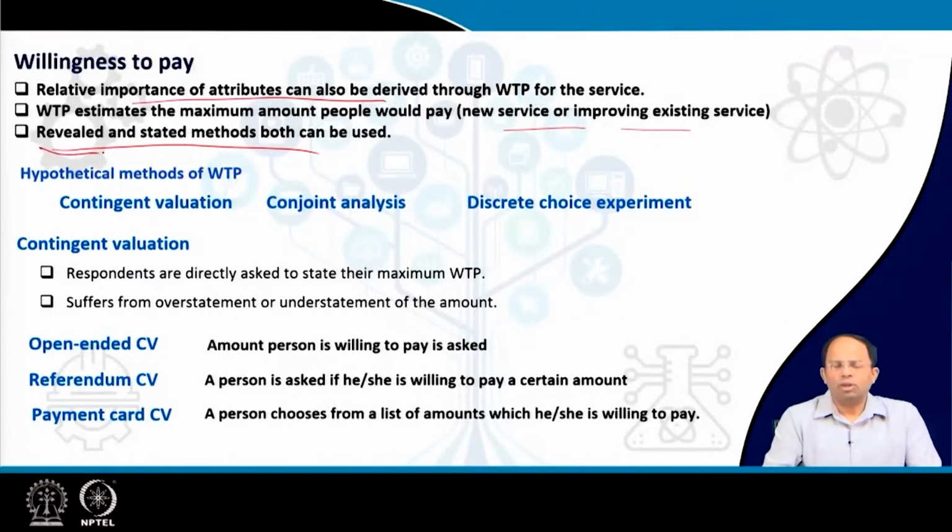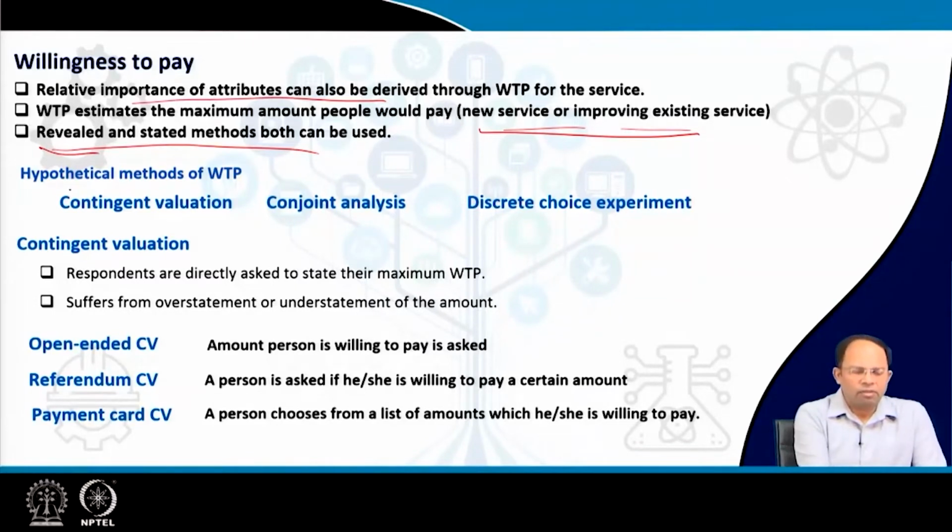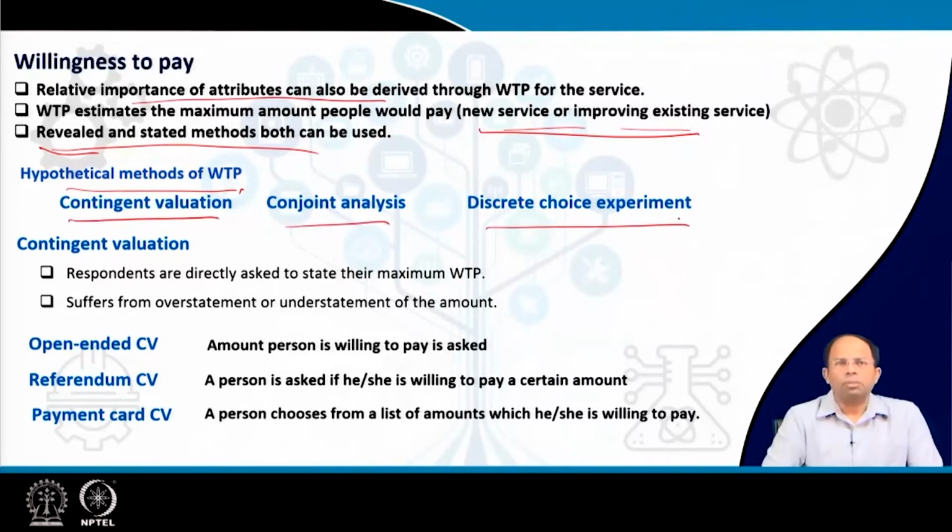But in most cases, it is not possible because most services are hypothetical, they are not being provided. We just want to understand how much money we can charge, or what kind of service we can provide and what charges we can ask for. So in most cases, these are hypothetical services. There are three hypothetical methods of willingness to pay: contingent valuation, conjoint analysis, and discrete choice experiment.